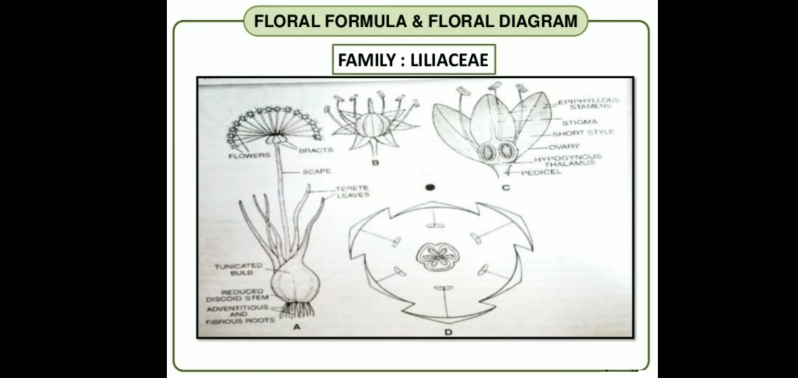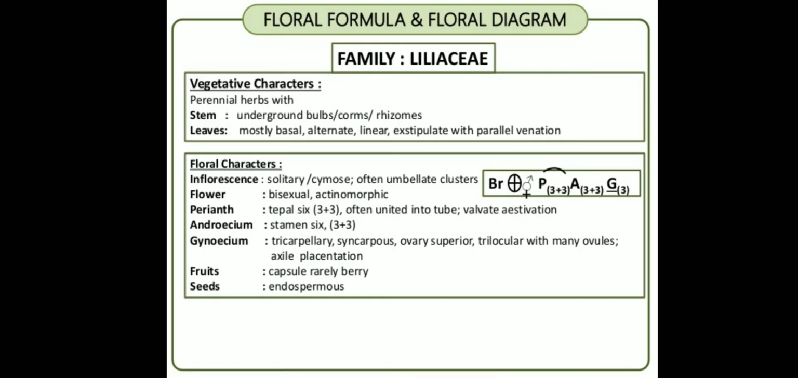Okay, and the third family that we are going to learn is Liliaceae. You can see the floral diagram here in the slide as well. So by the term Liliaceae, only lily, it belongs to this family. Okay, so it is commonly called the lily family. This is a characteristic representative of monocotyledonous plants. Okay, it is distributed worldwide.